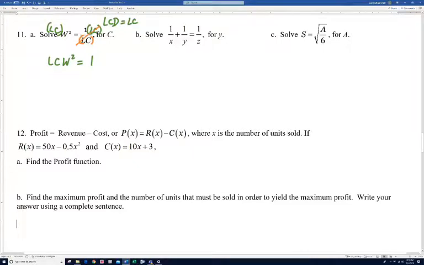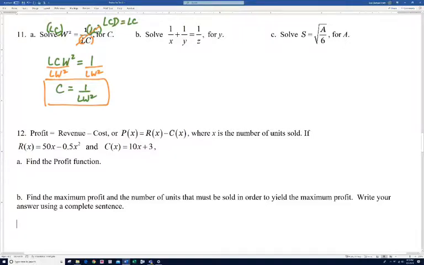So let's see, we're solving for c. C is multiplied times L and W squared, so we need to divide by both of those. So L and W squared, or LW squared. So on the right we have 1 over LW squared. So finally we're going to get c is equal to 1 over LW squared.